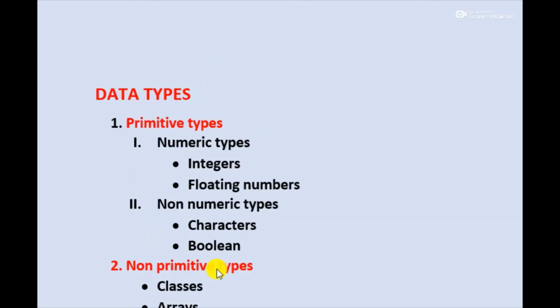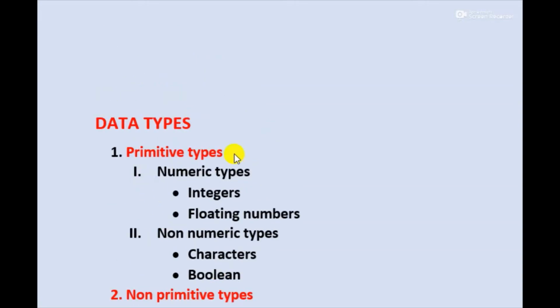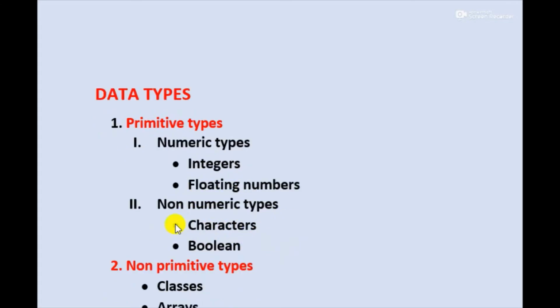Now just come to the primitive types. Primitive types can be categorized into two categories. The first one is numeric types and the second one is non-numeric types. There are two types of numeric types. The first one is integers and the second one is floating numbers. Whereas there are again two types of non-numeric types. The first one is characters and the second one is boolean.